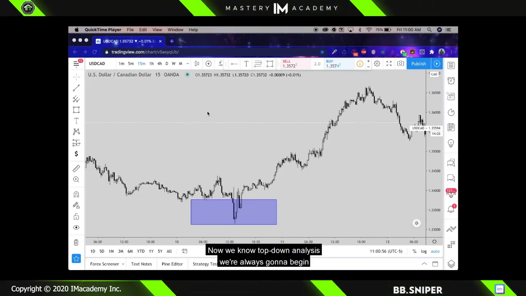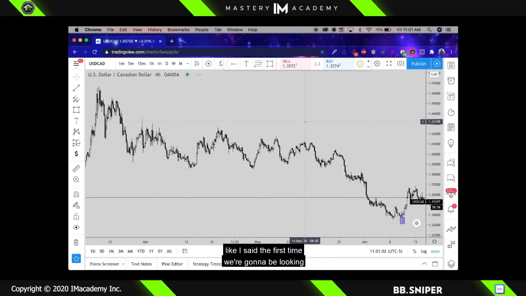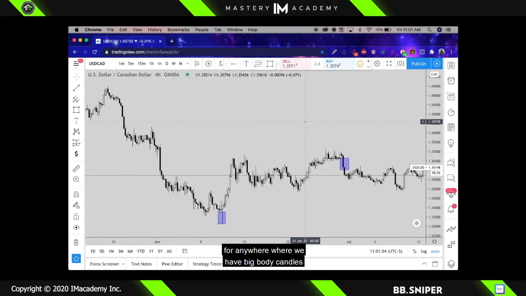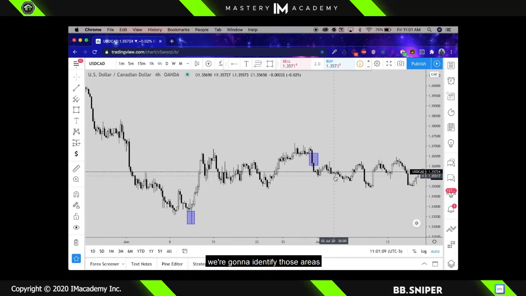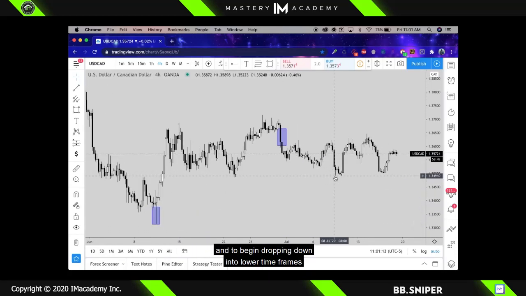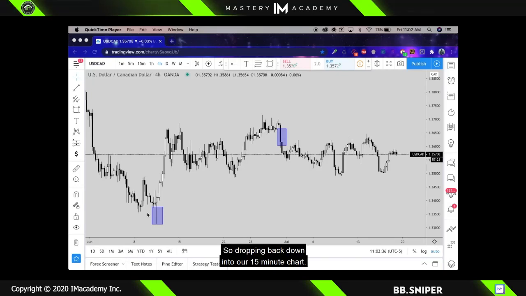Now we know top-down analysis, we're always going to begin on our higher time frames. To identify, like I said the first time, we're going to be looking for anywhere where we have big-bodied candles and anywhere where we have those wicks. We're going to identify those areas and begin dropping down into lower time frames to see where we can find our entry and exit points based off of those institutional moves. So let's go ahead and take this first area that we've identified. Okay, we're going to go ahead and break down an institutional liquidity capture on the other side of equal highs or equal lows. So dropping back down into our 15-minute chart.